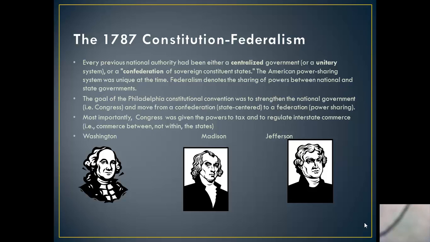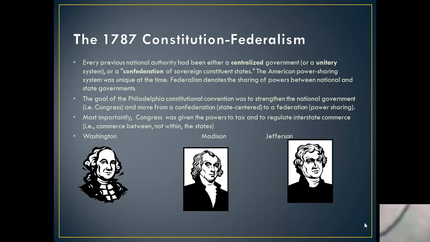So any previous form of government prior to the Philadelphia Constitutional Convention was either a confederation with too weak of a central government, or if we look at previous governments in other countries at this time, there were unitary systems with powers all concentrated at one level, centralized powers. 1787, the Philadelphia Constitutional Convention was unique because of this idea of federalism, power sharing between national and state governments.